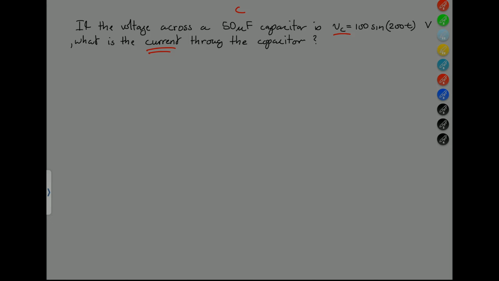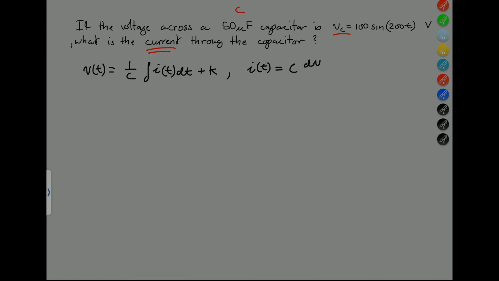If we're to find the current, we know that the fundamental equation that describes the behavior of capacitors is: the voltage V of t is equal to 1 over the capacitance C times the integral of the current I, plus the constant K. So to get the current, we differentiate our voltage equation and then we get the current equation.